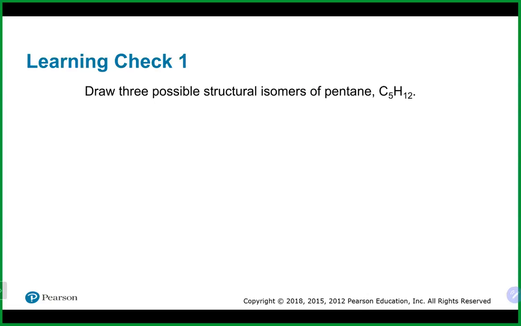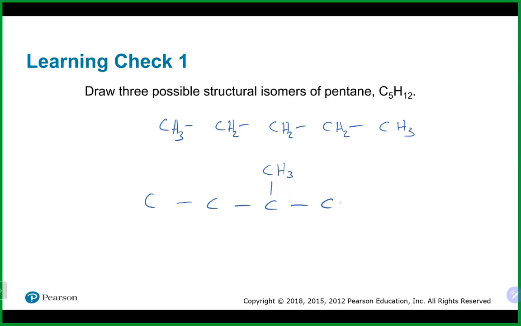So there you go. Draw 3 isomers for pentane. Okay, let's take a look. Clearly the easiest one to do would be 5 carbons straight ahead: 1, 2, 3, 4 and 5. We'll add in our appropriate hydrogens to get everybody to 4. Then maybe we want to mix it up a little bit. Do a little branching maybe. Add my hydrogens there to get everybody to 4.